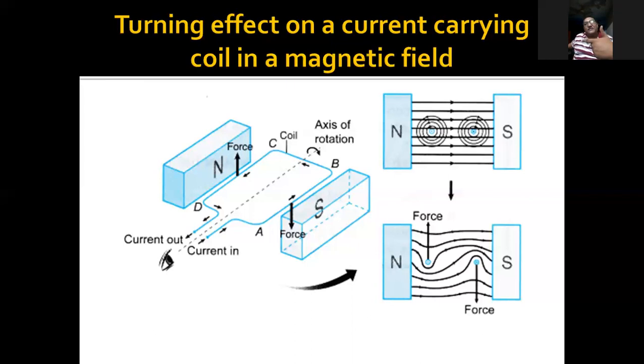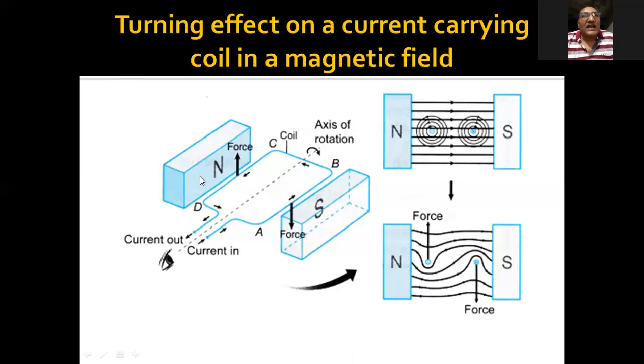Apply it yourself. When you apply this yourself, then you will actually learn this. So you see, by applying the left-hand rule on the AB side, I am able to tell that AB will experience a force in the downward direction. And by applying the left-hand rule on the CD side, I am able to tell that the direction of the force experienced by the CD side will be in the upper direction.